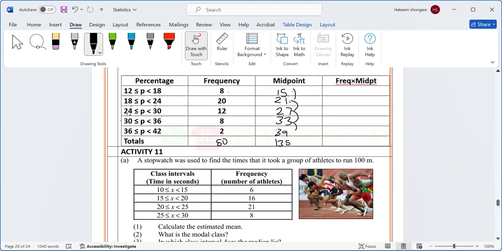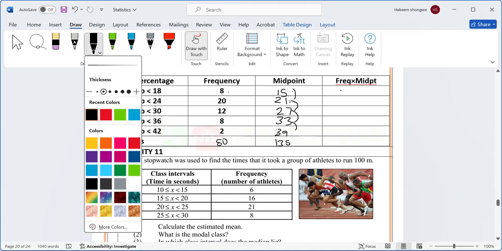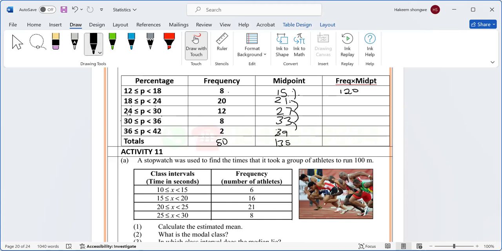The next thing we have is the frequency multiplied by the midpoint. Frequency multiplied by the midpoint gives 120. Then 20 multiplied by 21 is 420. 12 multiplied by 27 is 324. 8 multiplied by 33 is 264. 2 multiplied by 39 is 78. Then you can add all these things here.